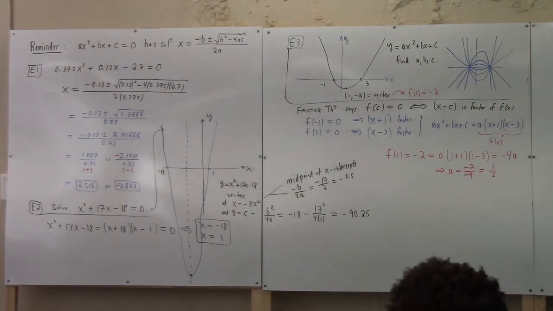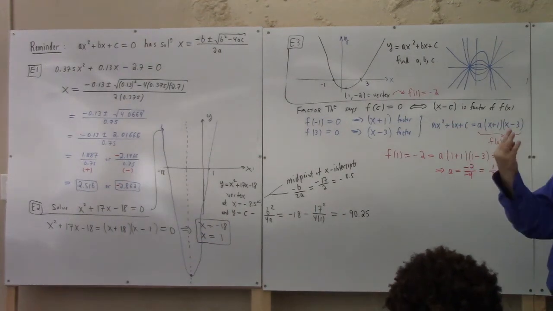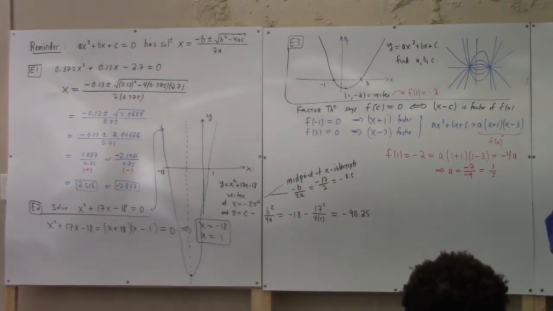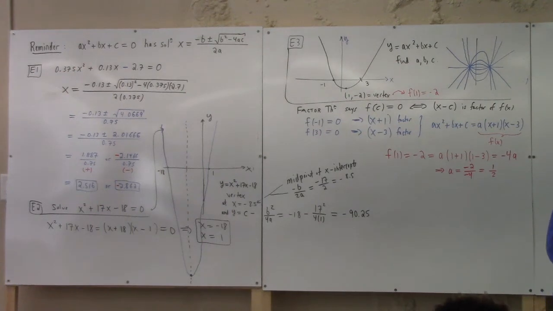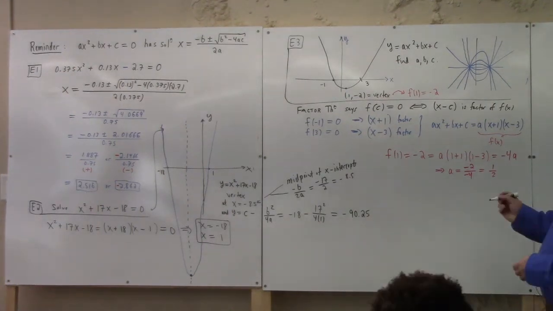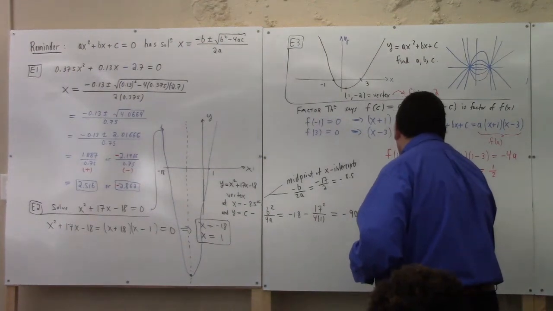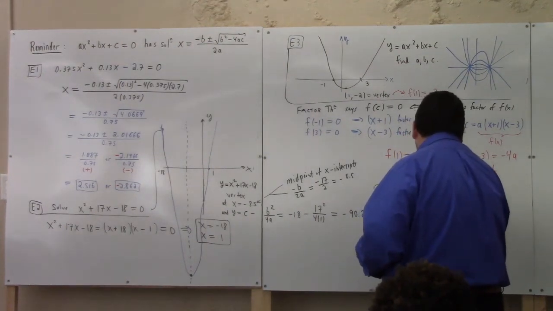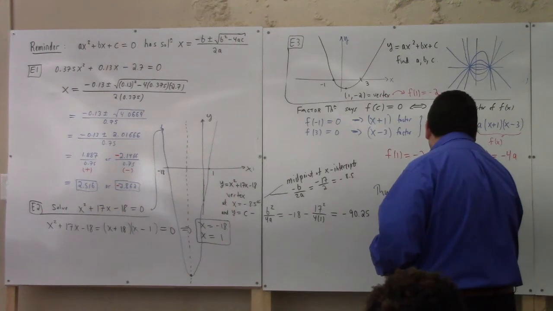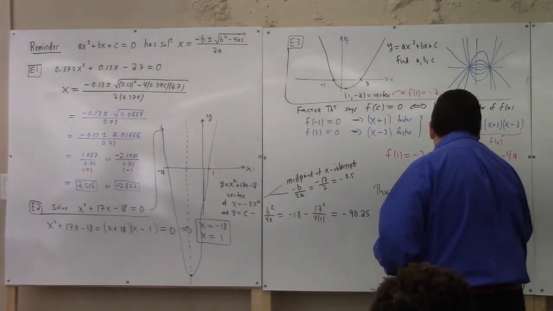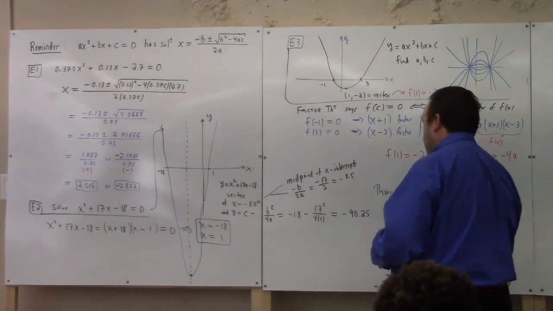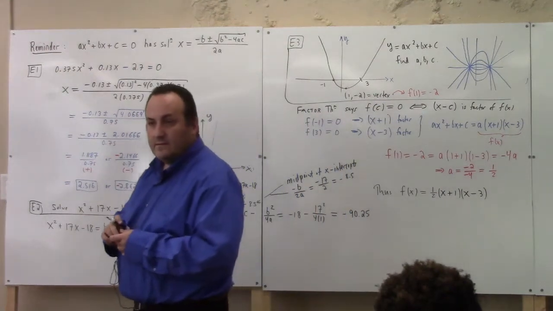Now, what was the question? The question was to find a, b, and c. We've done 1/3 of it. We know a. We don't know b and c yet. How do we find b and c? So we've got f of x. You said plug it in. Yeah, plug the half in. Totally agree with that. Then what?